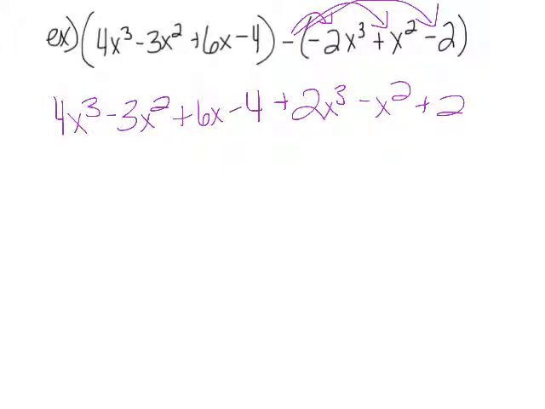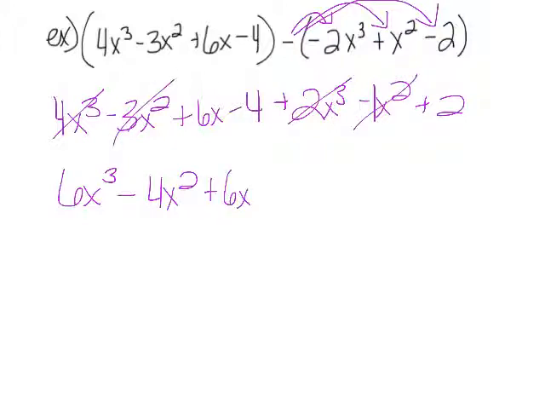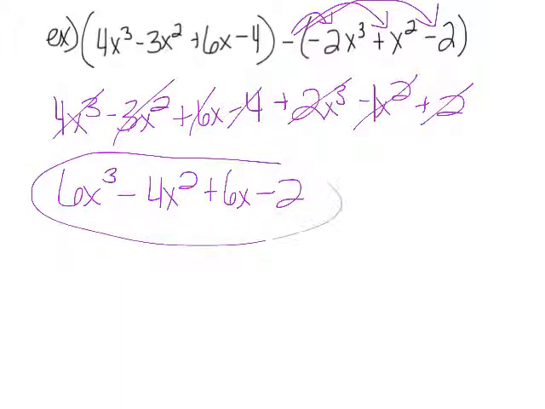So I'm going to combine my like terms. I'm going to get a 6x cubed and then minus a 4x squared, because remember that there's an understood 1 in front of that variable. And then I have my plus 6x and then minus 2, because negative 4 plus 2 equals negative 2. So my final answer becomes 6x cubed minus 4x squared plus 6x minus 2.